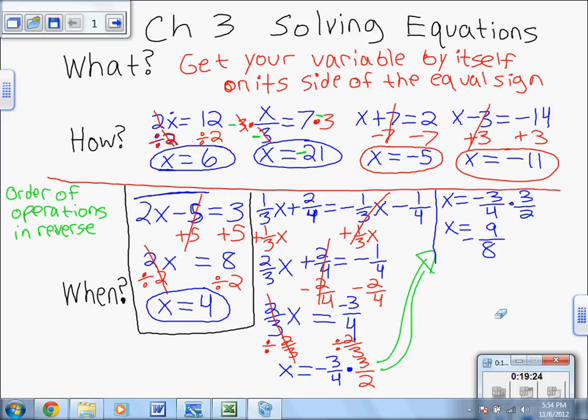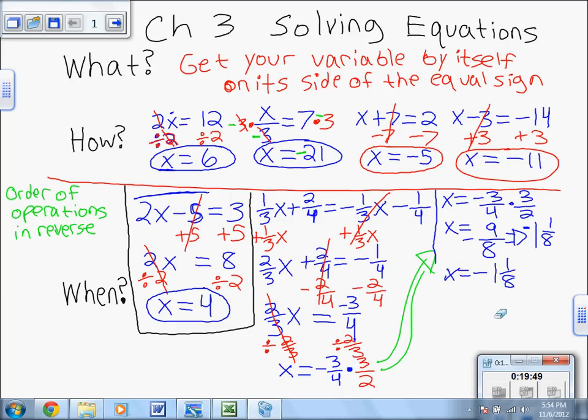Your last job is just to simplify that improper fraction into a mixed number. So we're going to simplify that. 8 goes into 9 one time with a remainder of 1. So the 1 time is the big number, the remainder of 1 is on top. It is still going to be negative. So our final answer is x equals negative 1 and 1/8.